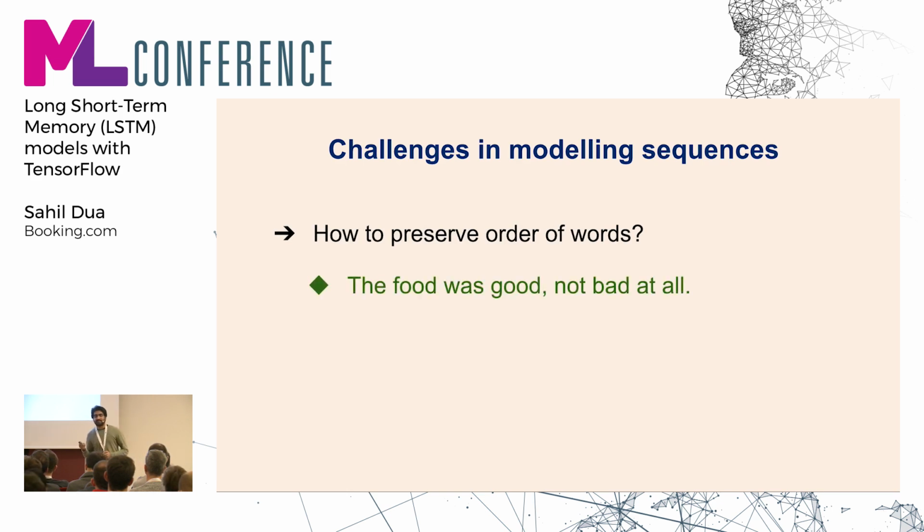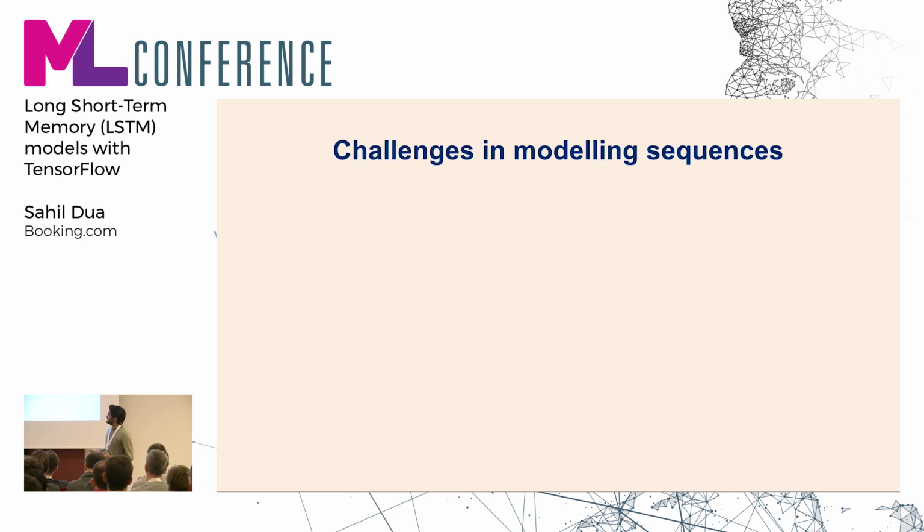We have a sentence which says, the food was good, not bad at all. Another one is, the food was bad, not good at all. These have totally different meanings, but the words are exactly the same. So we need to preserve the order when we are processing, so that we actually extract the real meaning out of the sentence.